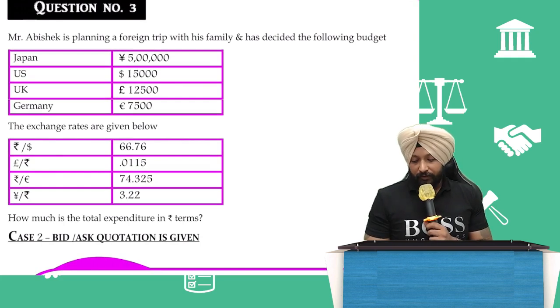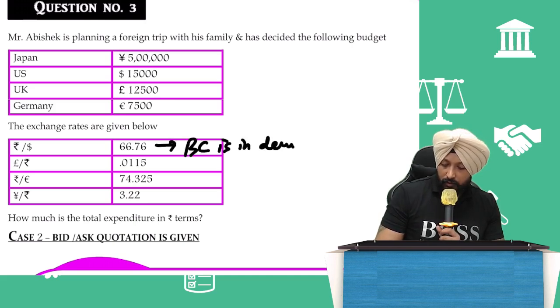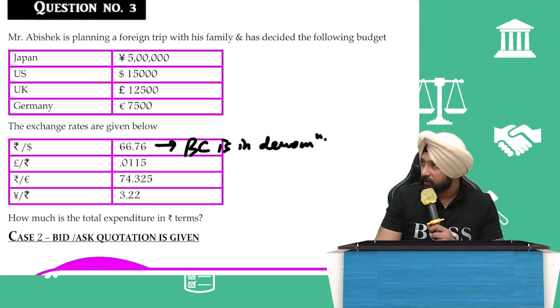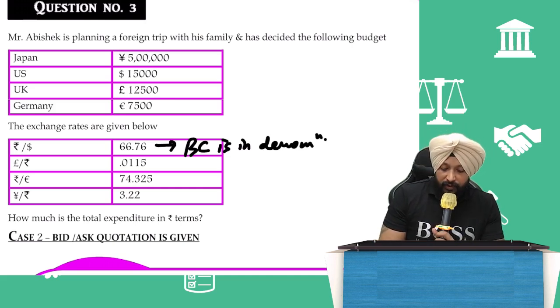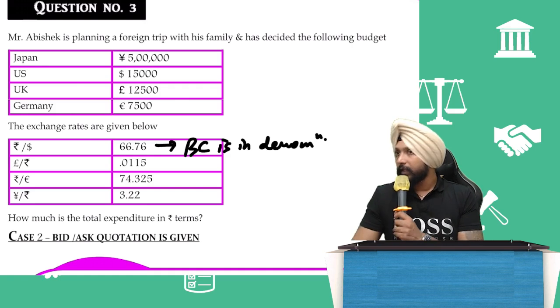Rupee per dollar is given as 66.76. The moment you see this quotation, you are concluding one thing: base currency is in the denominator. So your purpose is done. Next quotations are given as pound per rupee, rupee per euro, yen per rupee. You should not have a problem if rupee appears in one quotation.